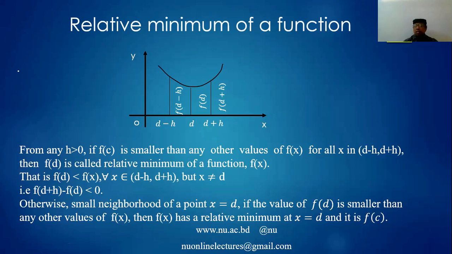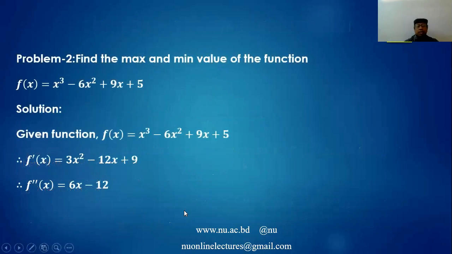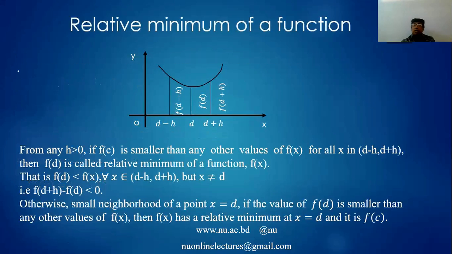Otherwise the similar explanation what I discussed already, smaller neighborhood of a point x equal to d, try to understand, smaller neighborhood of a point x equal to d, মানে x equal to d বিন্দুর খুব কাছাকাছি যে সমস্ত পয়েন্টগুলো থাকবে, if the value of f of d is smaller than any other values of f of x, just f of x এর যে কোনো ভ্যালু থেকে যদি f of d এর ভ্যালু স্মল হয়ে যায় তাহলেই আমরা বলতে পারি f of x has a relative minimum at x equal to d, তাহলেই কিন্তু আমরা বলতে পারি যে x equal to d বিন্দুতে f of x is a relative minimum. It is f of c, এটাকে বলা হচ্ছে f of c.